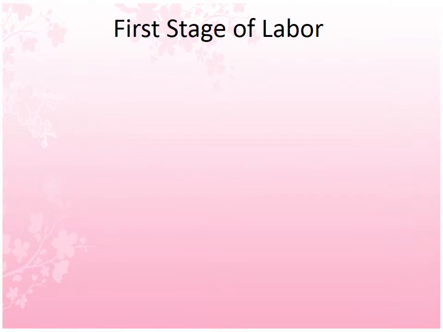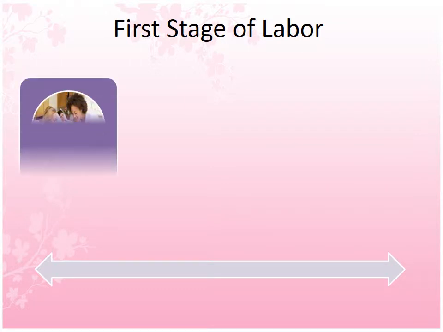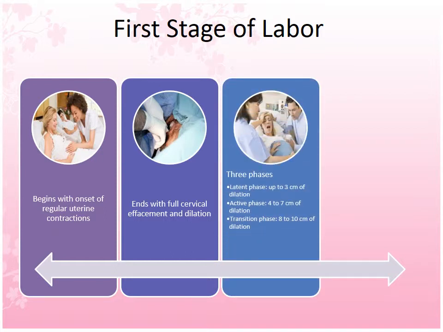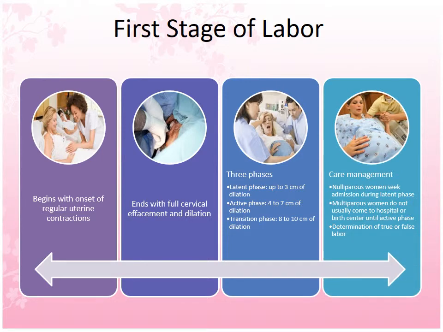There are 4 stages of labor. The first stage of labor begins with the onset of regular uterine contractions and ends with the complete dilation of the cervix. The 3 phases of the first stage of labor include the latent phase, which goes until the woman reaches 3 centimeters dilation, the active phase, which is from 4 to 7 centimeters dilation, and the transition phase, which is from 8 to 10 centimeters dilation.